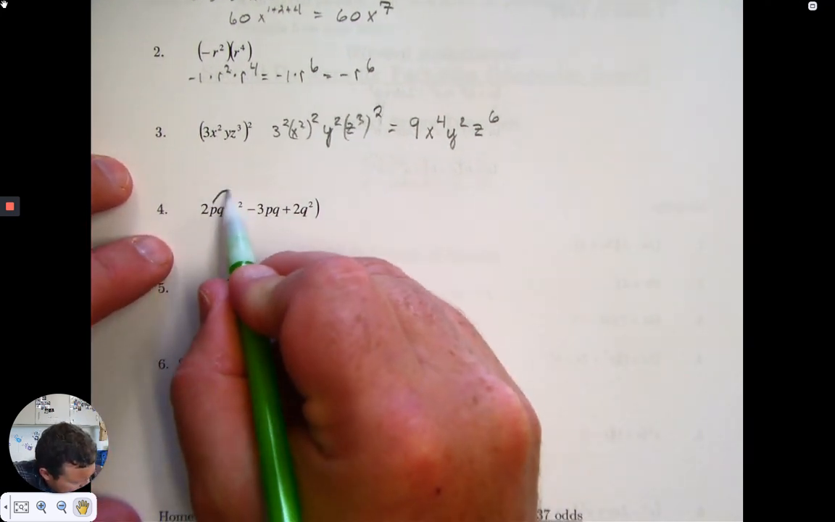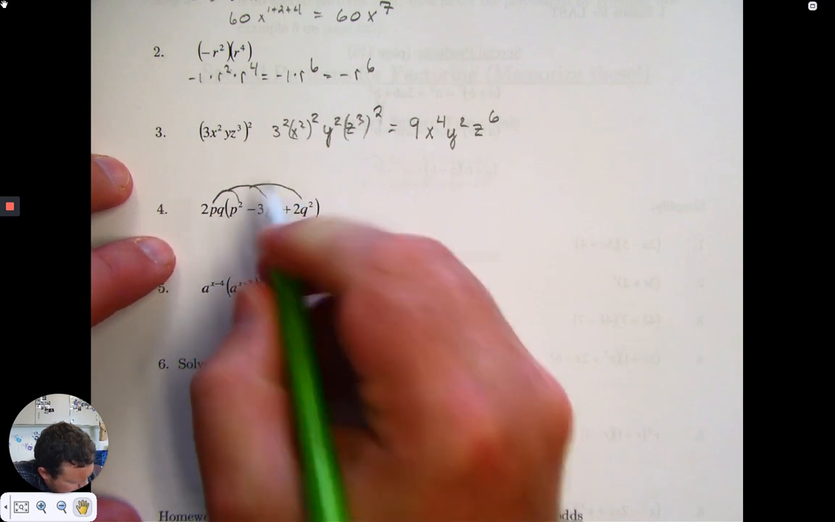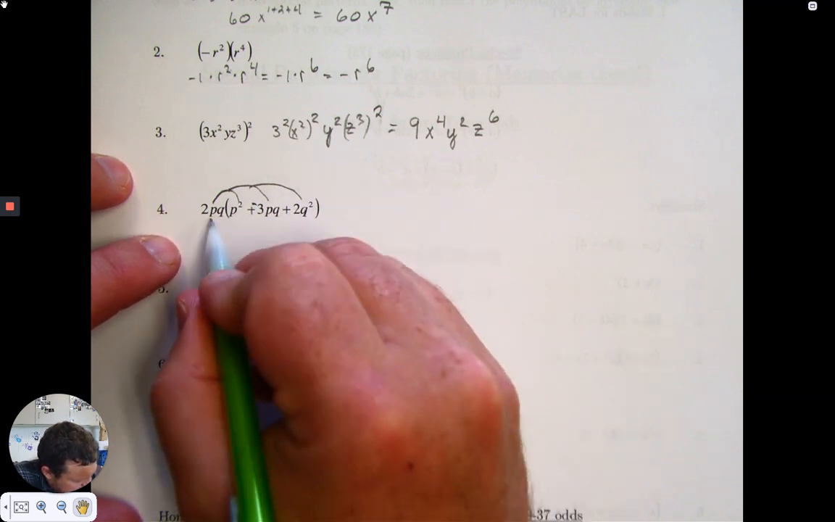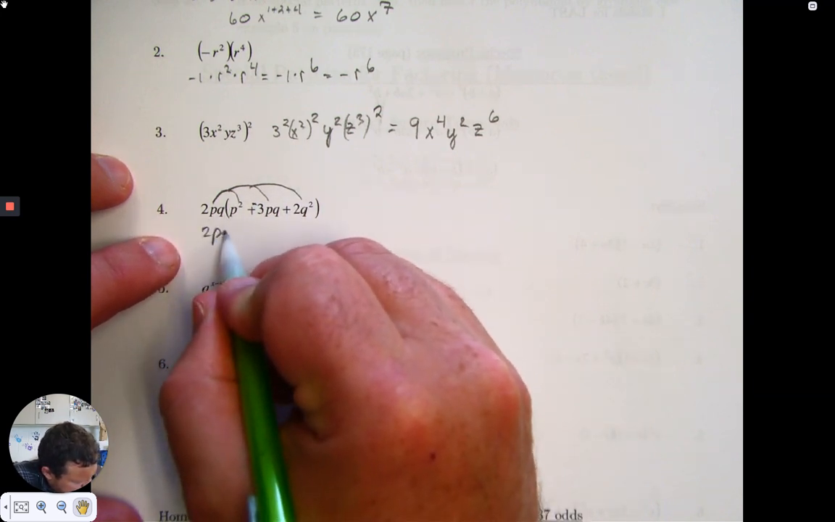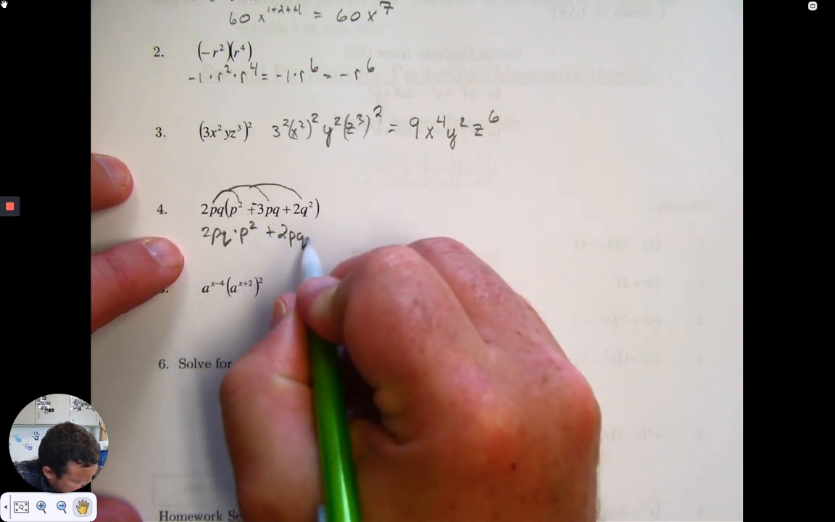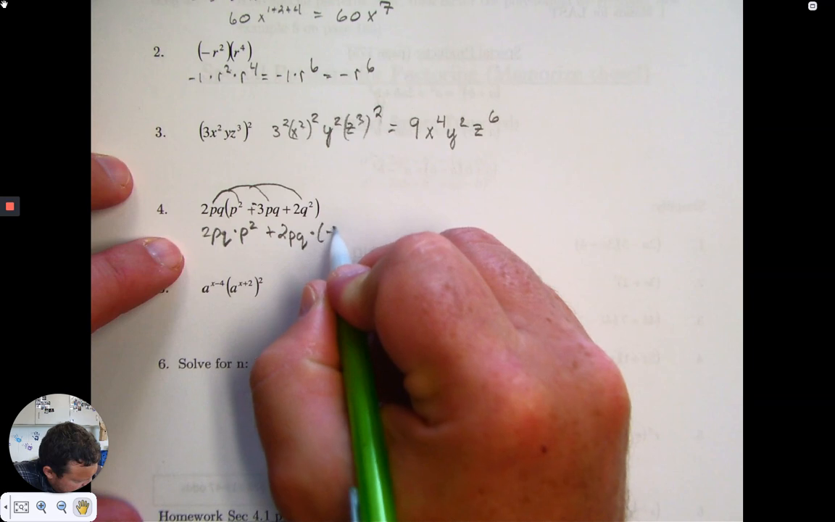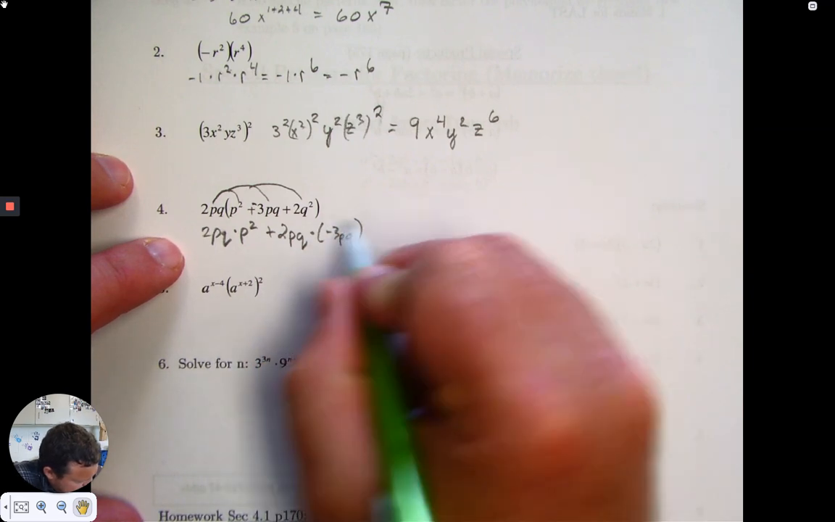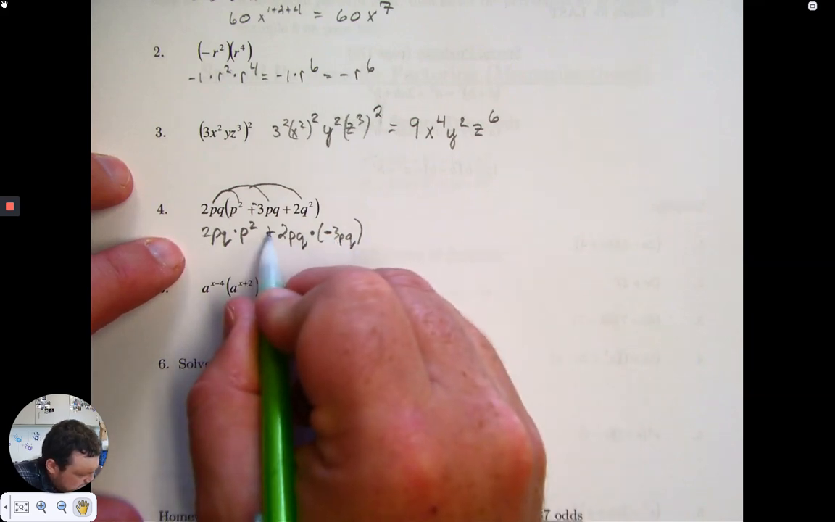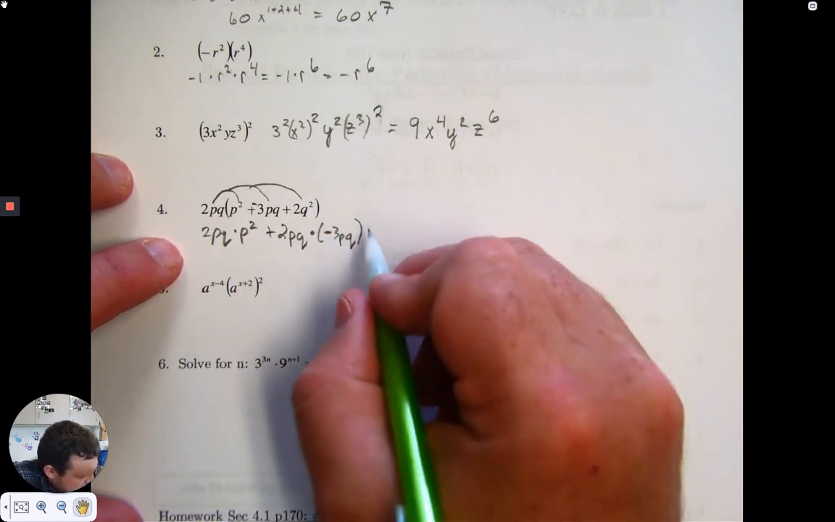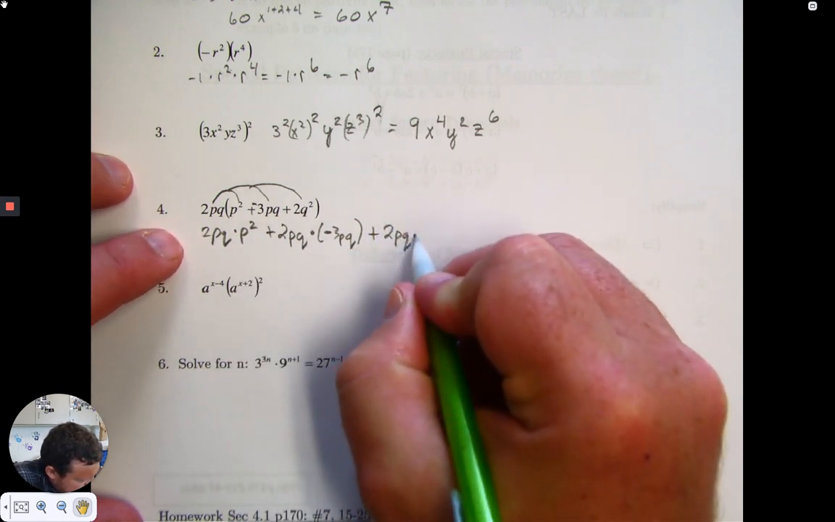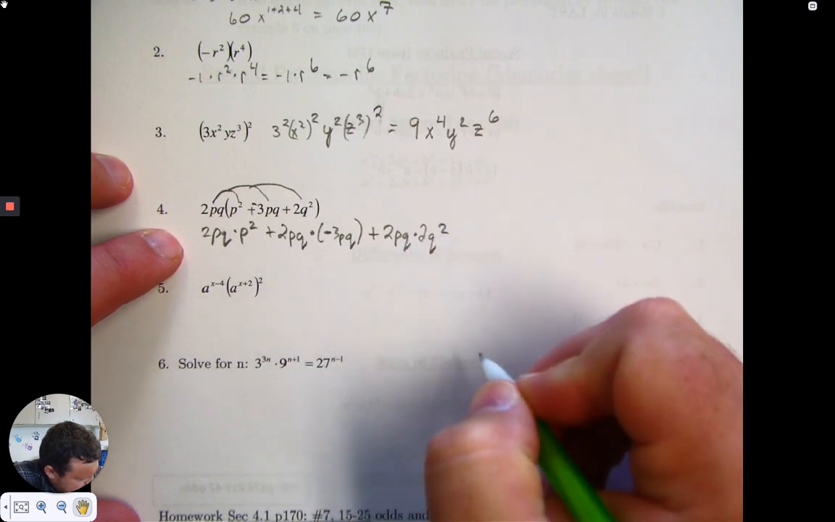Okay, number 4, we have to distribute this to each one. Some students like to change this to plus a negative, and I'll show you why in a second. So this would give us 2pq times p squared plus 2pq times a negative 3pq. That way it keeps that negative in there, and some students like it that way. You can leave it as the minus and then leave that as positive 2. It doesn't matter which way you choose. Then we have plus 2pq times 2q squared.